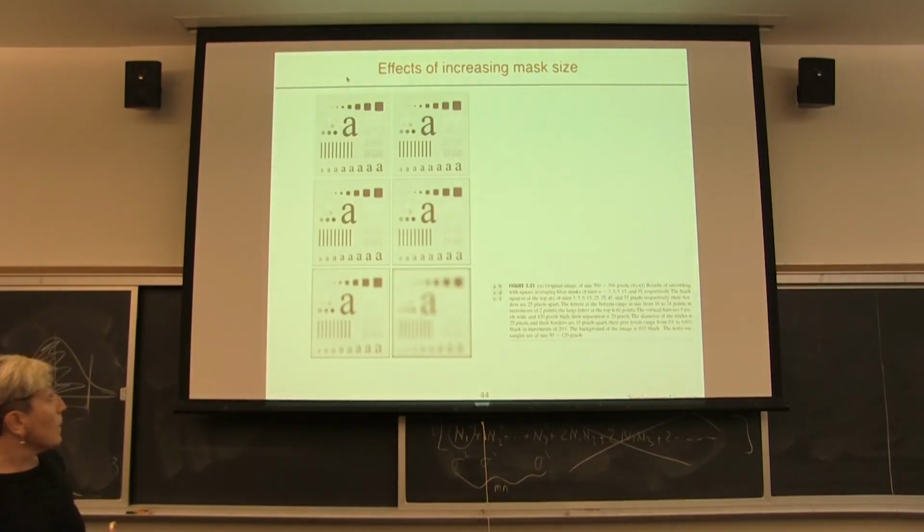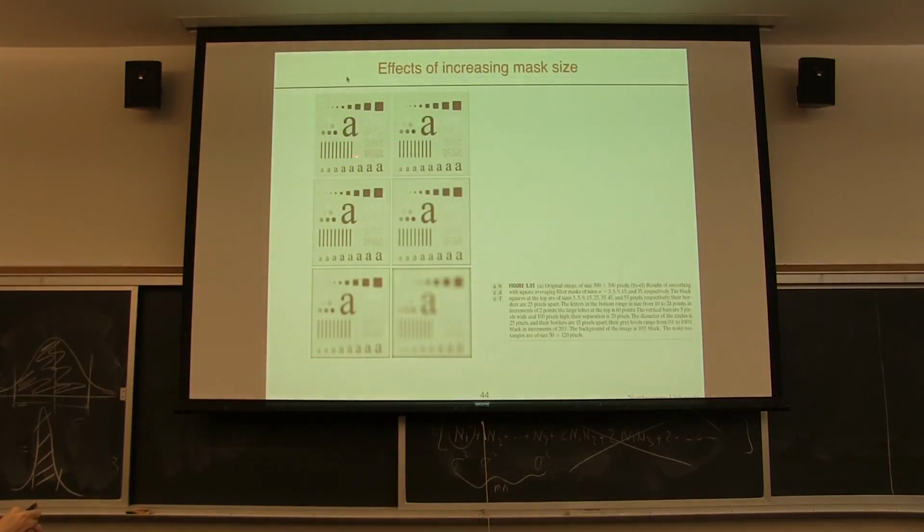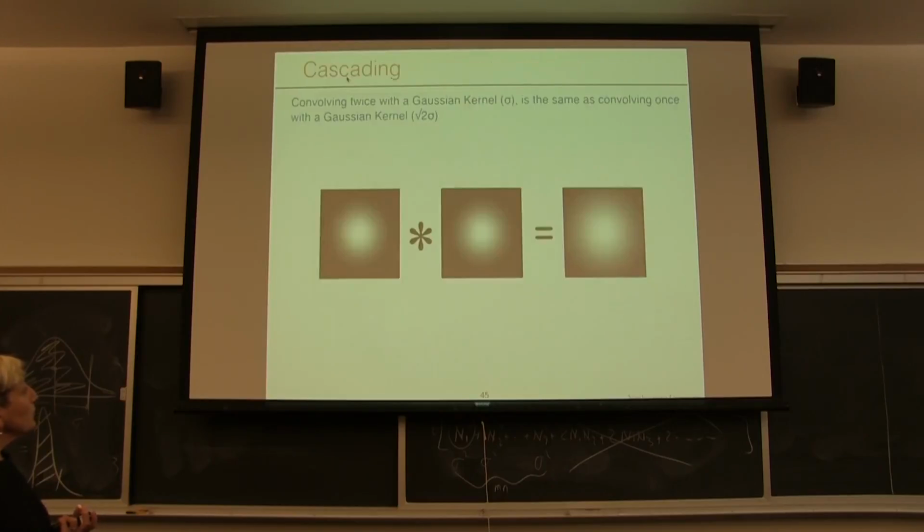Here's an example of applying noise cleaning to an image that has noise, and as you can see, as I increase the size of the mask, the image becomes blurrier and blurrier. So how much blur I can cope with depends on the application. In the previous example, I actually wanted the blurring to remove some of the stuff.